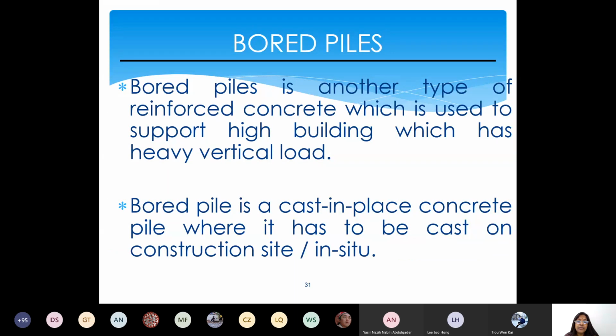Next type is a bored pile. Bored pile is another type of reinforced concrete which is used to support high buildings which have heavy vertical loads. Right? Bored piles. A bored pile is a cast in place concrete pile, where it has to be cast on the construction site, or in situ. Mostly a bored pile is not a fabricated one, not a precast one. It has to be constructed at the site by boring.